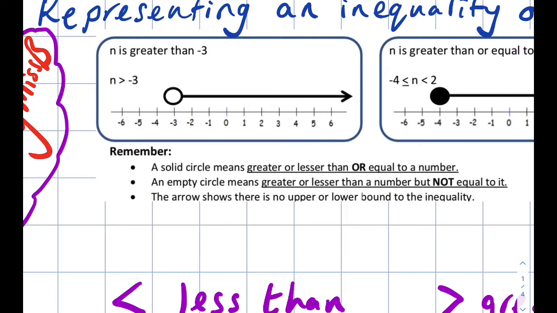Now, it's an open circle here because there's no equal to sign involved in this inequality. If this actually did say n is greater than or equal to -3, then you would be asked to shade this circle in, because that would represent the equal bit. That would represent that all the values of n are -3 and beyond. Okay, so that's what that represents. Let's just get rid of that.